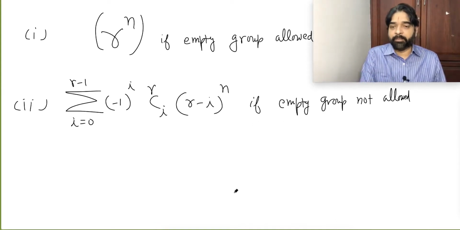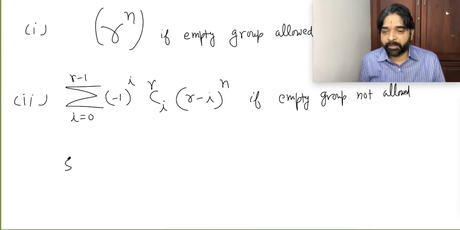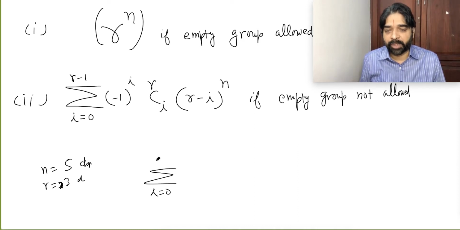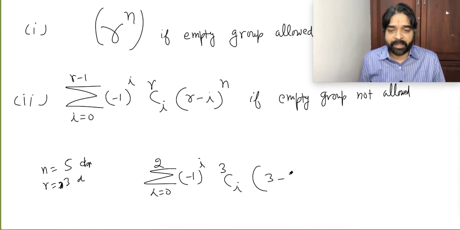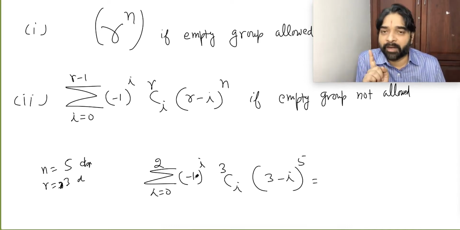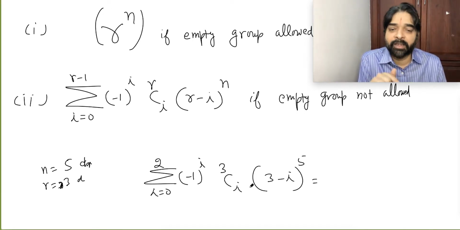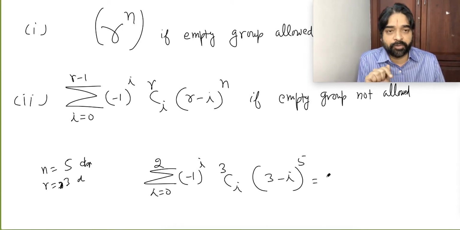You can use this formula in the previous question and try to see. We have 5 different objects into 3 groups. That means n equal to 5, r equal to 3. So I'll say sigma I equal to 0 to 3 minus 1, means 2, minus 1 power I, rCI means 3CI into (3 minus I) raised to power 5. Expand it. If I equal to 0, all of you know how to expand sigma. Put I equal to 0, so this will become 1, 3C0 is 1, (3 minus 0) is 3, 3 power 5, 243.